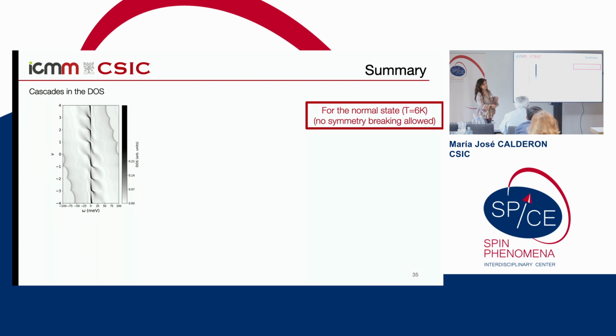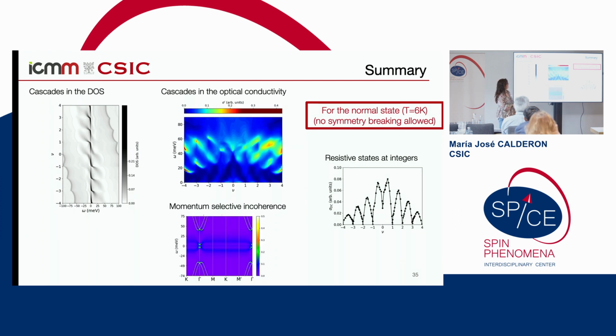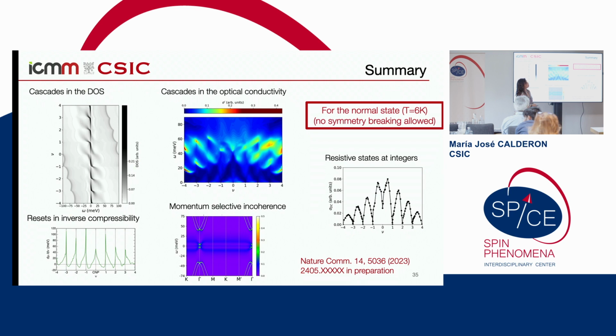We have shown that we can have the cascades in the density of states in the normal state with no symmetry breaking. We have also made some predictions of how the optical conductivity should look, and some ideas to get some information about this momentum selective incoherence that we have observed. And the inverse compressibility resets and the resistivity that increases at the integer fillings.